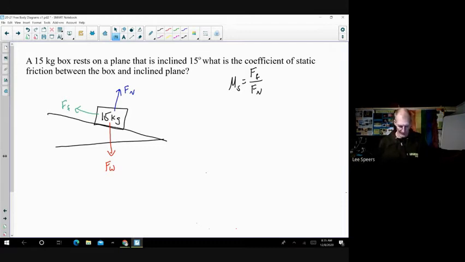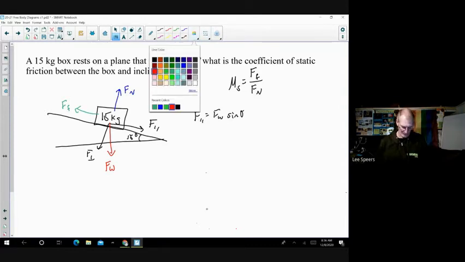And we're going to do that by taking a look at the components of the weight force, the parallel component and the perpendicular component. Okay, so the parallel component, like we said, was FW sine of the angle of incline, and we're told that that angle is 15 degrees. All right, so first off, let's figure out the weight force.